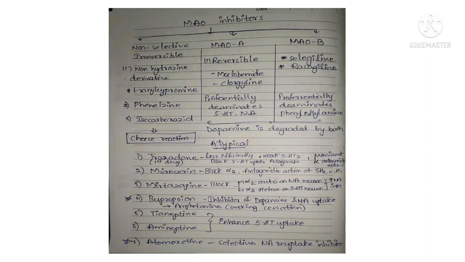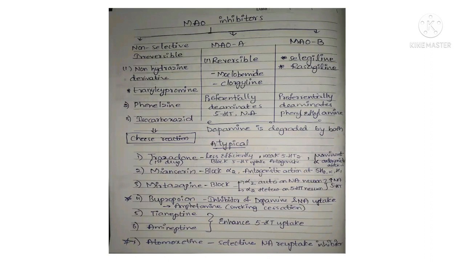Here, autoreceptors are nothing but the self, its own receptors. See, alpha 2 is an adrenergic receptor. The alpha 2 receptors are present on adrenergic neurons. If they are present on an adrenergic neuron, they are called self receptors, autoreceptors. If an adrenergic receptor is present on a serotonergic neuron, on another neuron, then it is called a heteroreceptor.